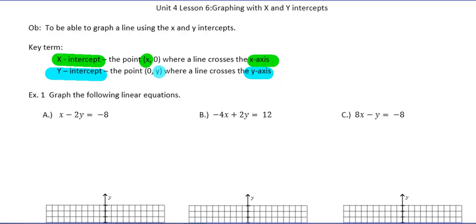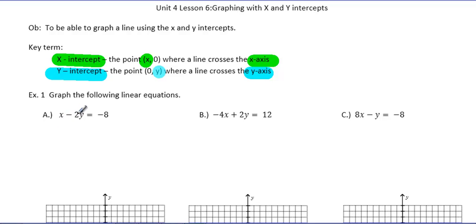Okay, so example 1, we're asked to graph the following linear equation. Right now we could solve for y and make a table. However, this form is known as standard form. When x and y are on the same side, what we want to do is find the intercepts. It's going to be a lot easier.